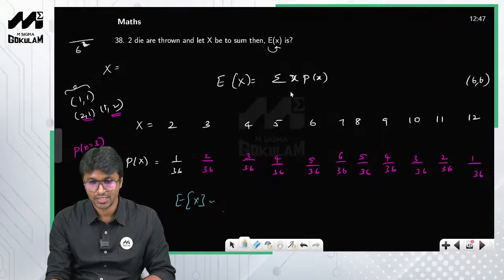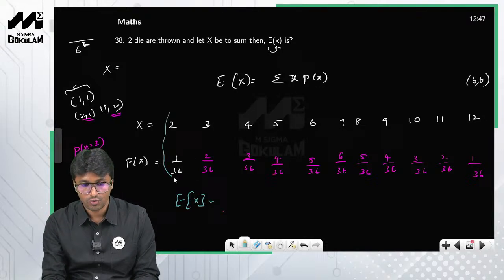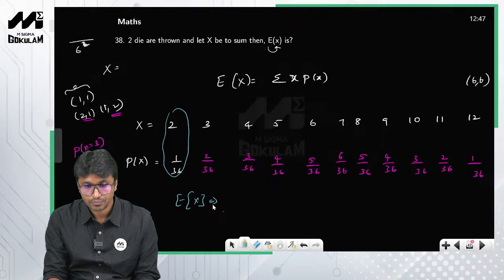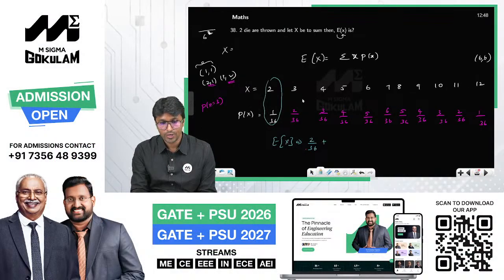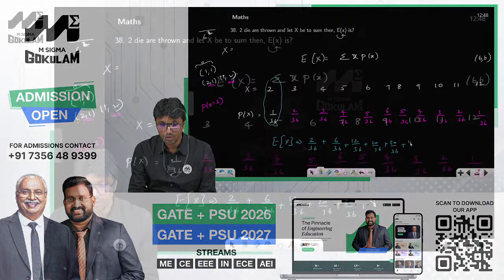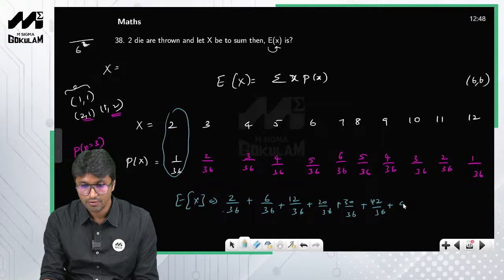So this is nothing but x into p of x, right? Therefore this product: 2 into 1 by 36, that is 2 by 36, plus 2 into 3, 6 by 36, plus 12 by 36, plus 20 by 36, plus 30 by 36, plus 42 by 36, plus 40 by 36, plus 36 by 36, plus 30 by 36, plus 22 by 36, plus 12 by 36, right?